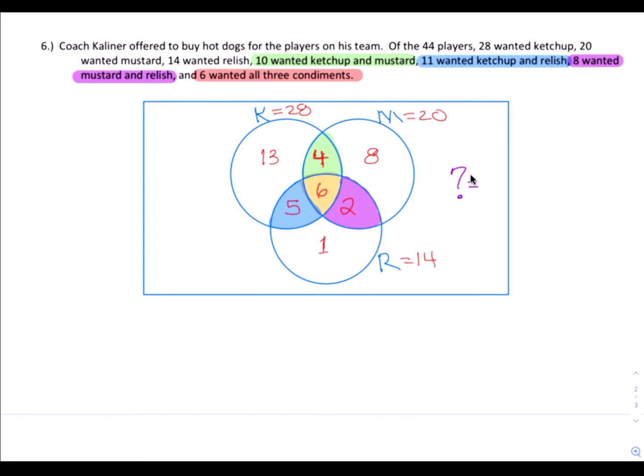And now the question is, how many people are outside of all 3 circles? Well, there are 44 players altogether. If you add up 13 and 4 and 6 and 5 and 2 and 8 and 1, it actually adds up to 39. And since there are 44 players altogether, we have to make up the difference. And that difference is 5. So there are 5 people who are outside the circles. And what does that mean? It means that there were 5 people who did not want any of the condiments. All right, number 6 is done.